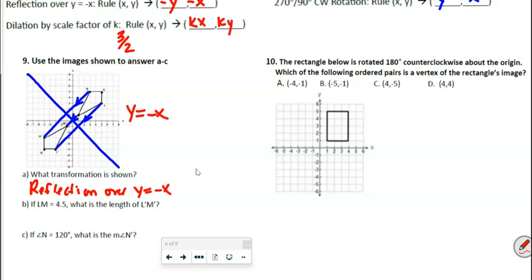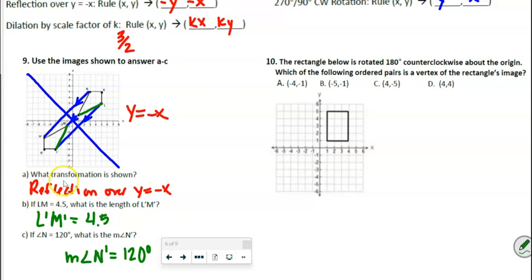Then it says if LM is 4.5, what is the length of L prime M prime? So right there is LM and there's L prime M prime. It wouldn't change, right? So L prime M prime is also 4.5. Remember, the only time something changes is when it's a dilation as far as sides are concerned. And angles don't change even if it is a dilation, okay? So here it says if angle N was 120, then the new N is going to still be 120. So the measure of N prime is also still going to be 120 because angles don't dilate ever.